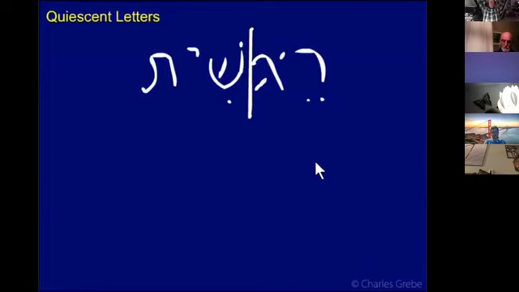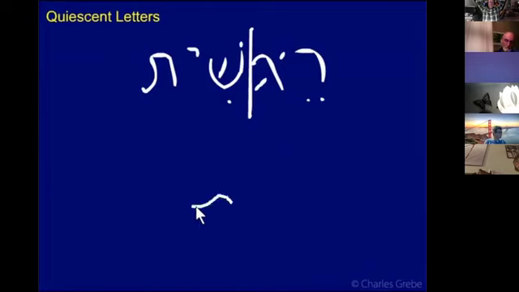At the beginning of a syllable, it's a consonant. At the end of a syllable is where it quiesces. What will often happen is there'll be a change in a word that will cause an aleph to move from the beginning to the end, and then quiesce. And this happens frequently when you add an inseparable preposition.